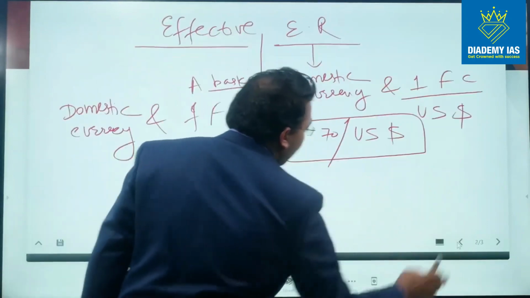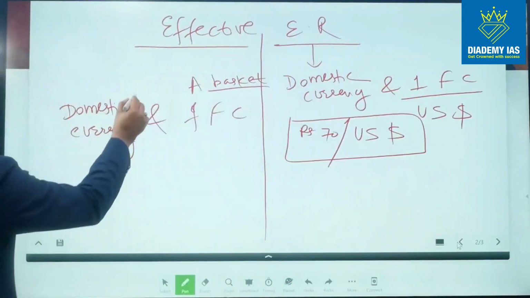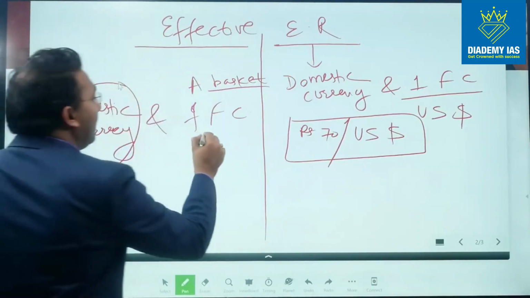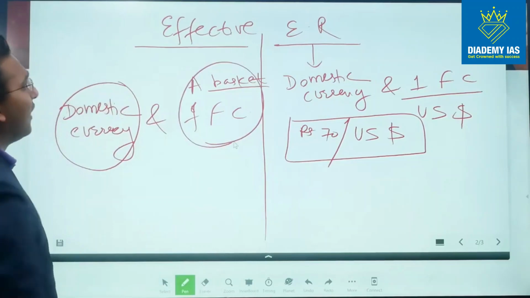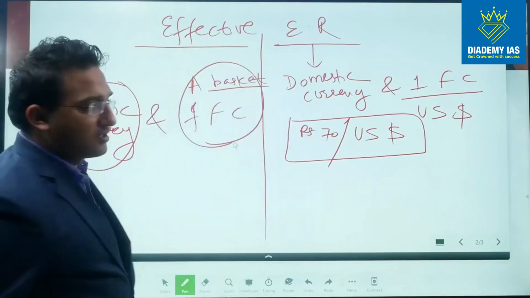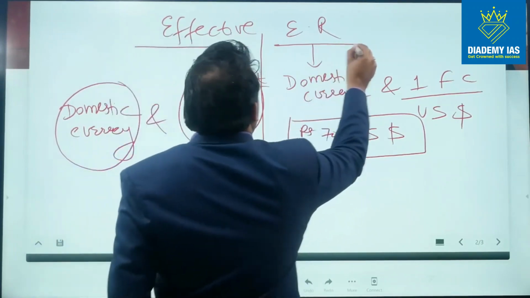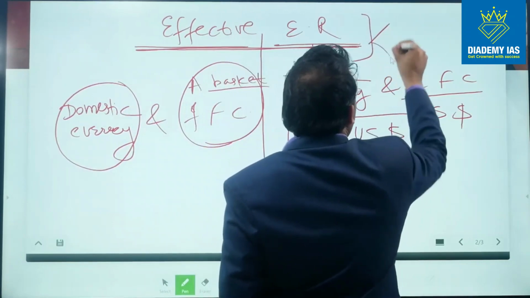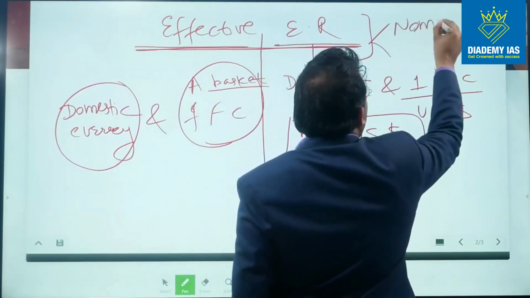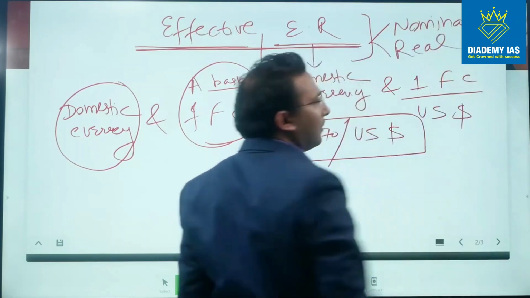So for calculating the trade competitiveness, we are establishing the relationship between the domestic currency exchange rate and a basket of foreign currency exchange rates, right? This is how the effective exchange rate works. Now, this effective exchange rate can be of 2 types. It can be either in nominal terms, or in real terms.